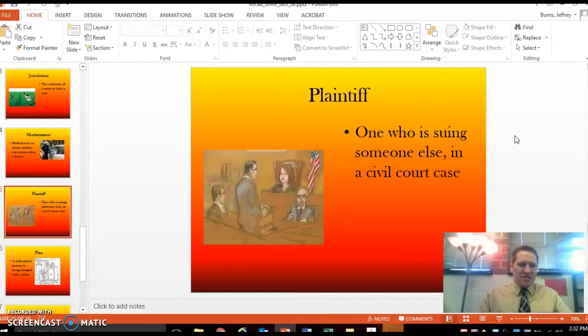All right, next we are at plaintiff. Okay, so on the last page here, a plaintiff is the person that is filing a lawsuit against another person. So if you get hurt, if you get injured by someone else, if something happens at work and you want to hold the employer responsible, you would sue them. You are filing a lawsuit, you are the plaintiff.